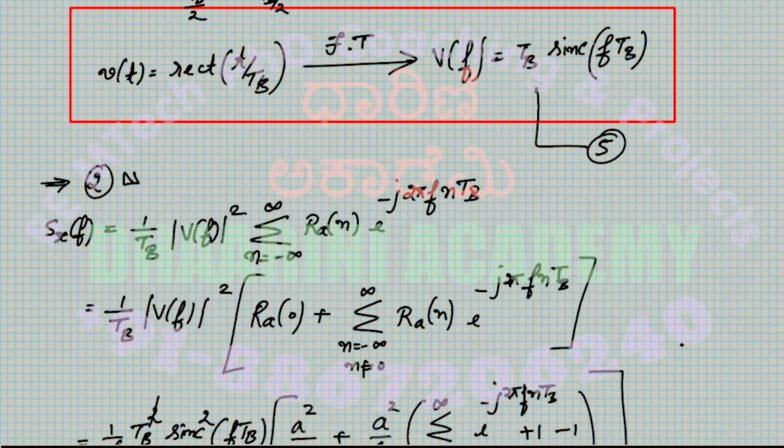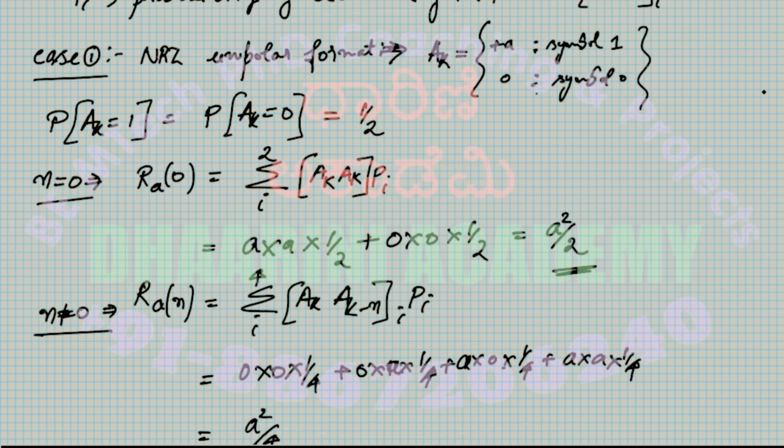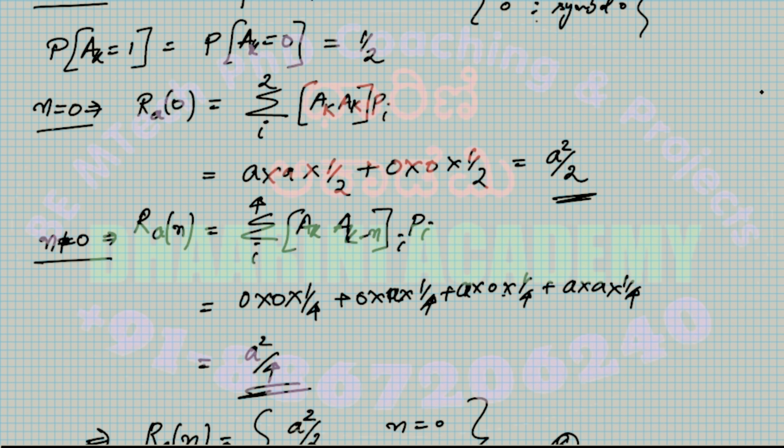So what is the probability that it takes a value 1? That is equal to, probability that it takes 1 is equal to how much? Half, right? Again, it taking the value equal to 0 is also half. Okay, so anyway, we got those values. Let's try to calculate the various values for RA of n. Normally, you start with 0, right?